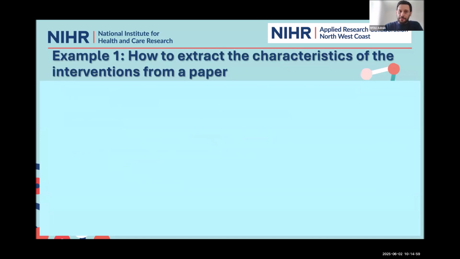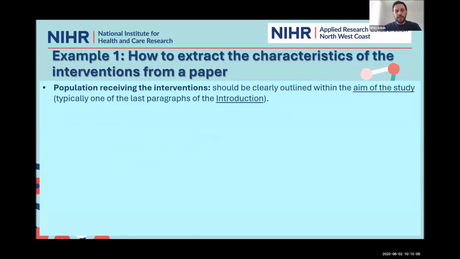I'm going to show you now an example of how to extract these characteristics of an intervention from a paper. This is something you can follow in order to do your own homework after today's session. The population receiving the intervention should be clearly outlined within the aim of the study. So this is something you might be able to find in the introduction section of the economic evaluation paper. If you open the article and go to the introduction section towards the end, within the aim of the study, you should have a clear definition of the population being targeted by the intervention, which the authors were trying to examine.